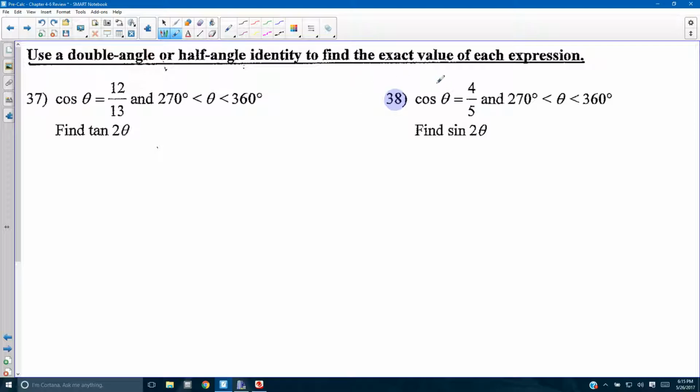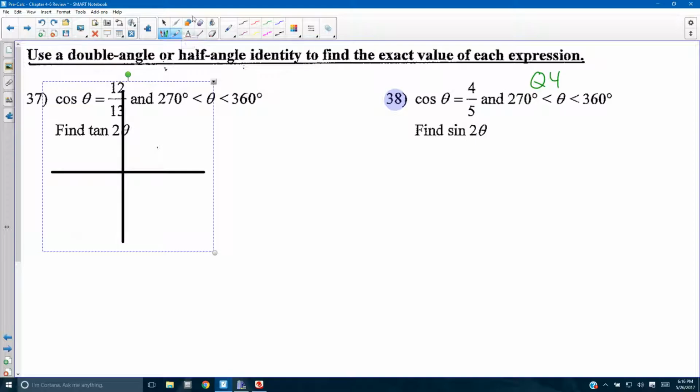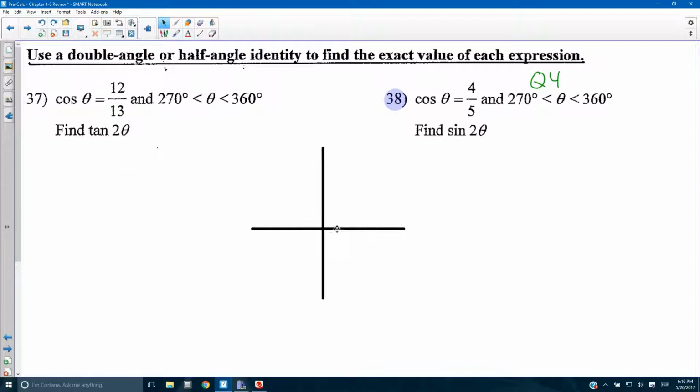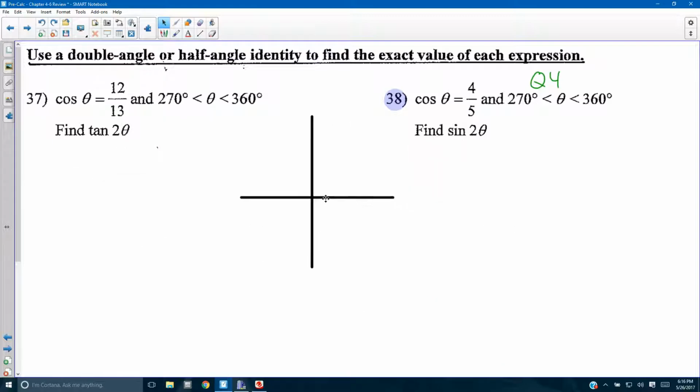Okay, problem number 38, we have cosine of 4/5, and then we're in the fourth quadrant again. So Q4. If I paste, yes, I still have this again. We're going to find sine of 2 theta. So here 4/5, fourth quadrant. That's 4 as an adjacent, 5 as a hypotenuse. And especially with sine here, we're going to have to find the opposite.